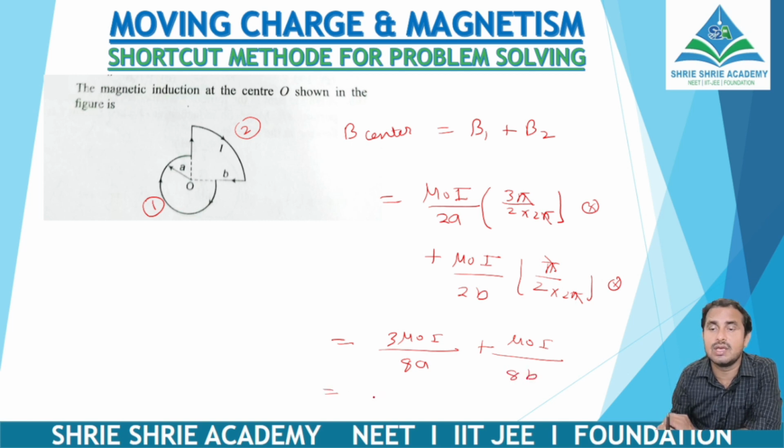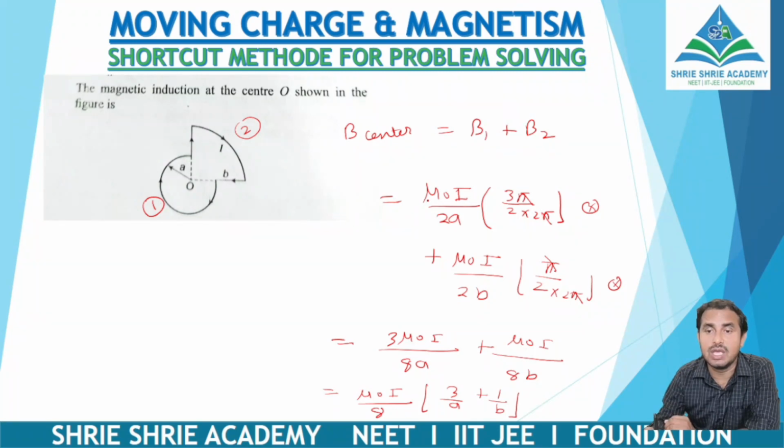If you take mu naught I divided by 8 common, you are left with 3 by A and 1 by B. Because the radii are different, the total magnetic field is the sum, so you get mu naught I by 8 into 3 by A plus 1 by B.